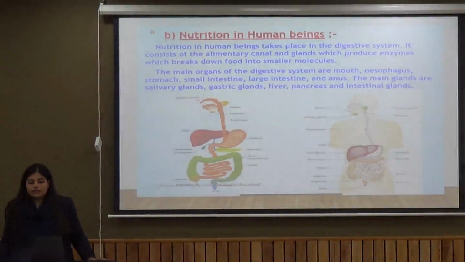So let's discuss the various parts of the human digestive system. We have the mouth, the esophagus, stomach, small intestine, large intestine, and anus. And the main glands are salivary glands, gastric glands, liver, pancreas, and intestinal glands. So now let's discuss the human digestive system in detail.